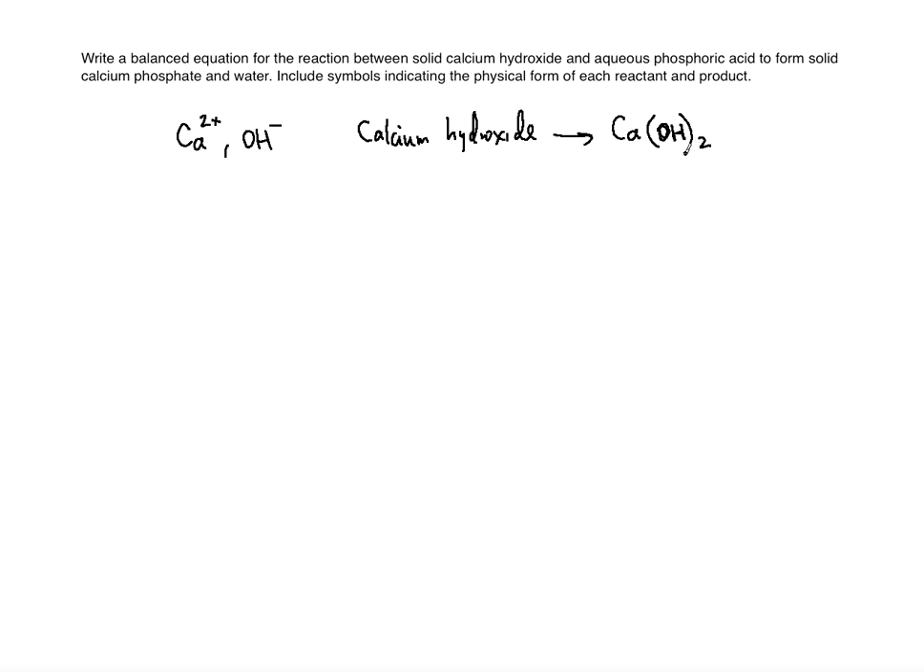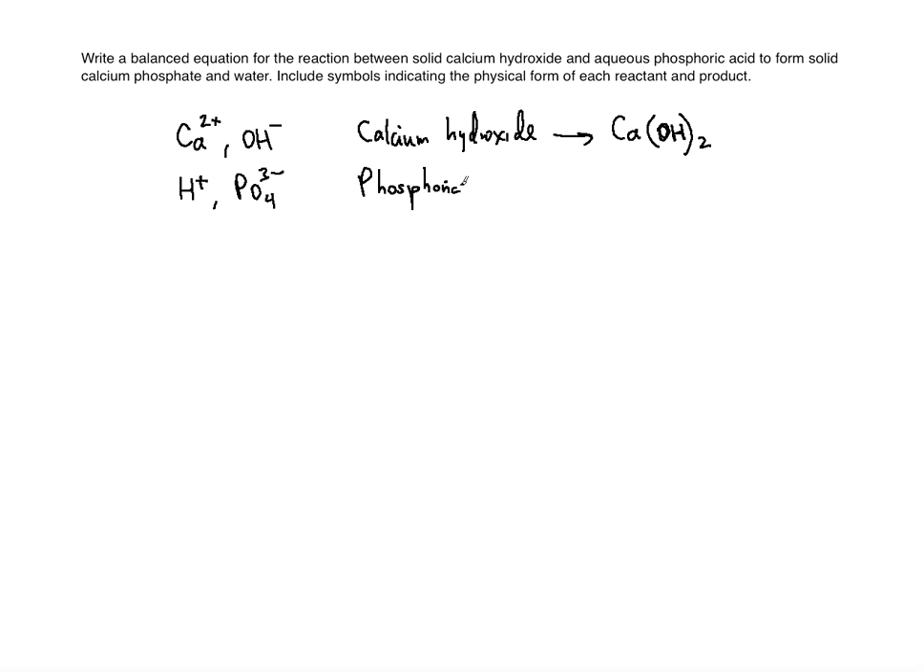Okay, now let's talk about phosphoric acid. Phosphoric acid consists of the hydrogen ion and phosphate ion, right? The hydrogen ion has 1 positive charge. The phosphate ion, which is written PO4, has 3 negative charges. So we have to have 3 hydrogen ions per every phosphate ion.